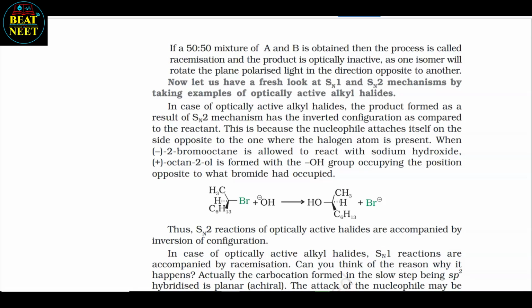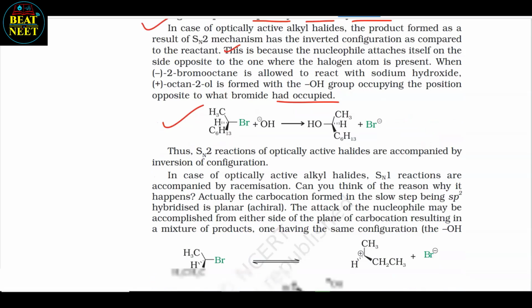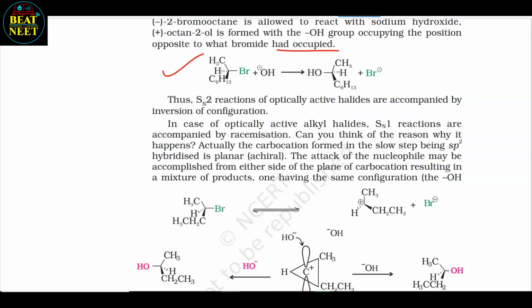Now let us have a fresh look at SN1 and SN2 mechanisms by taking the example of optically active alkyl halides. In case of optically active alkyl halides, the product formed as a result of the SN2 mechanism has the inverted configuration as compared to the reactant. This is because the nucleophile attaches itself on the side opposite to the one where the halogen atom is present. When 2-bromooctane is allowed to react with sodium hydroxide, octan-2-ol is formed with the OH group occupying the position opposite to what bromide had occupied. Here you can see this reaction. Thus, SN2 reactions of optically active halides are accompanied by inversion of configuration.